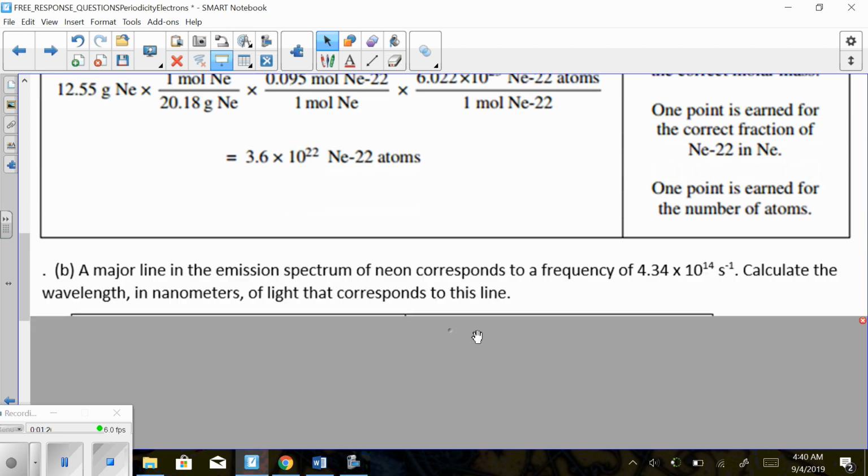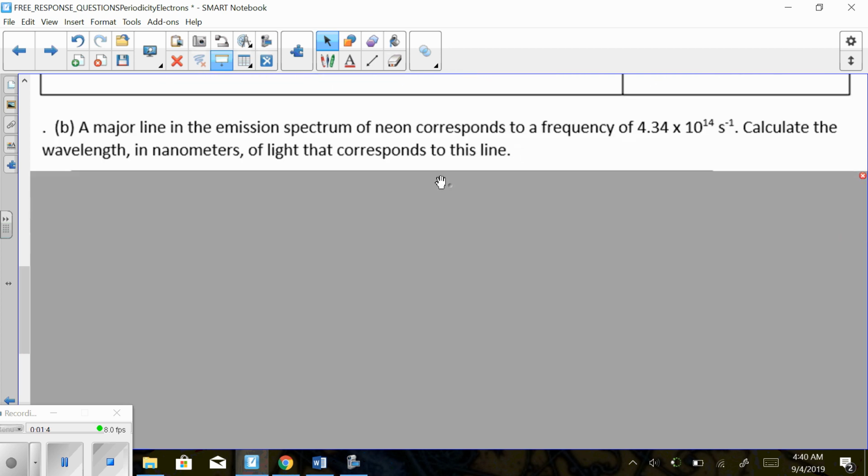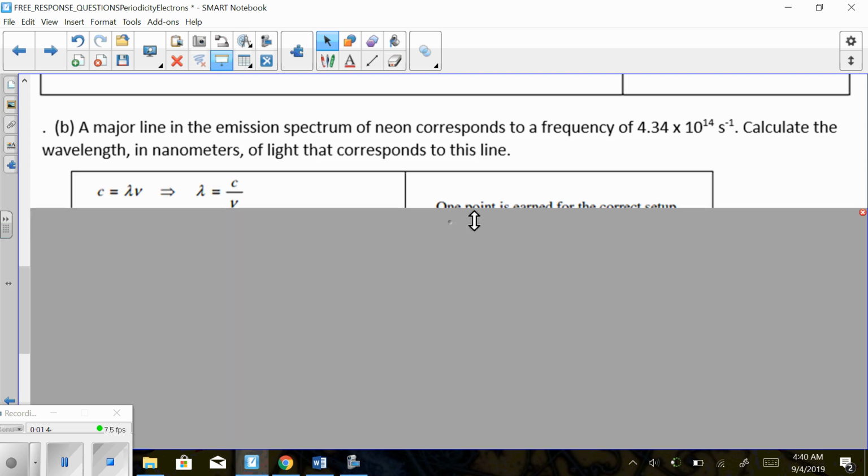Okay, the next part of this problem says that for neon, there's an emission spectrum line at 4.34 times 10 to the 14th hertz. Calculate the wavelength in nanometers of light that corresponds to this line. If you're given a frequency, you have two choices. You can use the speed of light equation, or you can use the energy equation with Planck's constant. In this case, we're given the frequency and we want the wavelength, so the energy equation is not too useful to us in this situation, but the other one is.